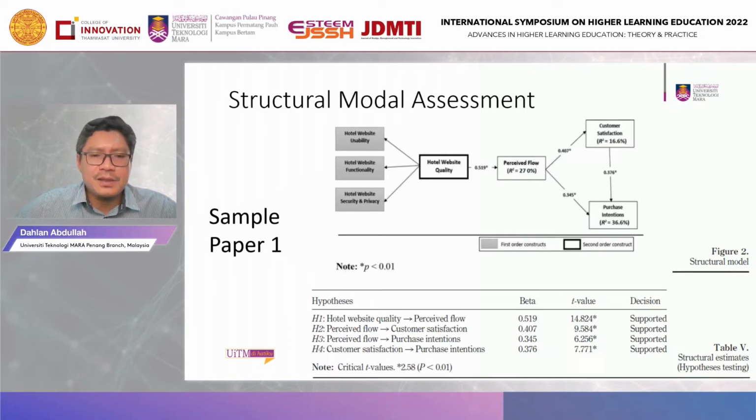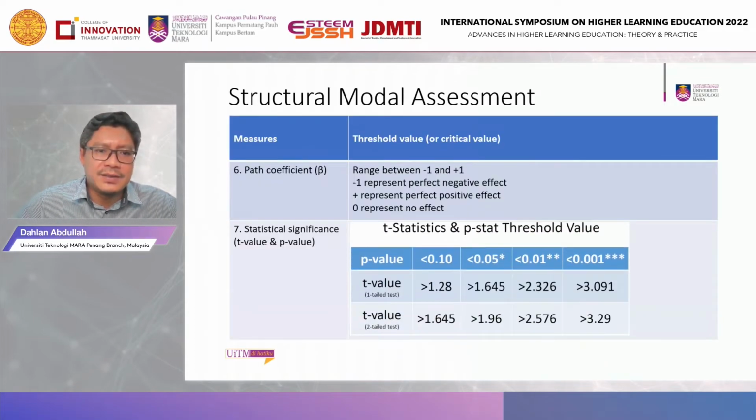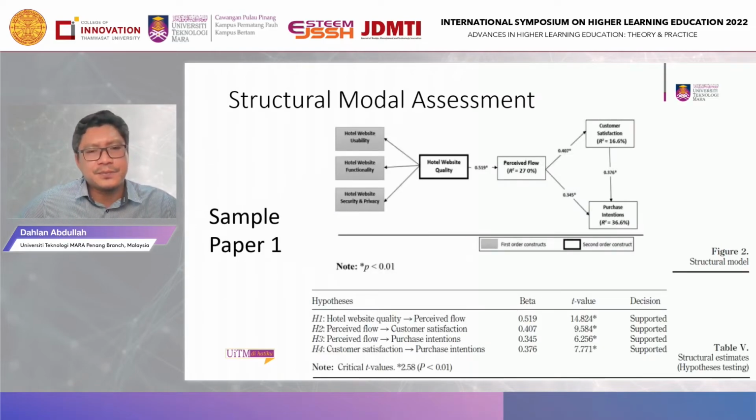And this is the direction of the relationship. Normally, for students who are new to path coefficients, this is what we call a path coefficient: the relationship between one variable and another variable. We represent it by beta, or we can also call it the beta coefficient. The path coefficient has a value between -1 and +1. -1 represents a perfect negative effect or relationship, +1 represents a perfect positive effect, and 0 means no effect or no relationship at all.